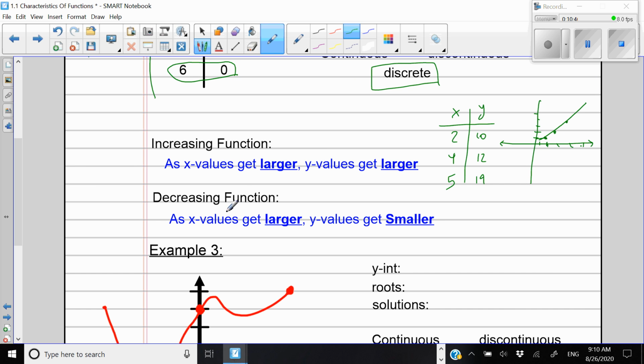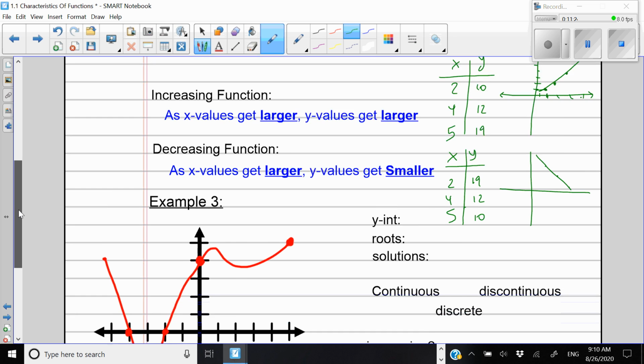Now, what is a decreasing function? It is when, as x values get larger, the y values get smaller. So the table could be like this. I have 2, 4, and 5, but this time the values of y are going down, 19, 12, and 10. You see, the y values are going down. How would the graph look? It would be something like this. As I'm moving from left to right, starting from the left side of the graph, I see that the y values are going down. So this is a decreasing function.